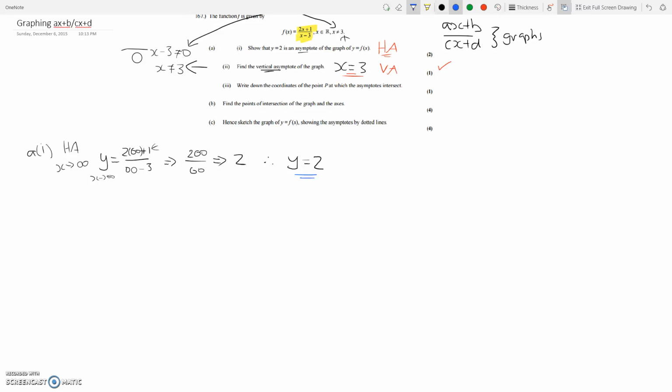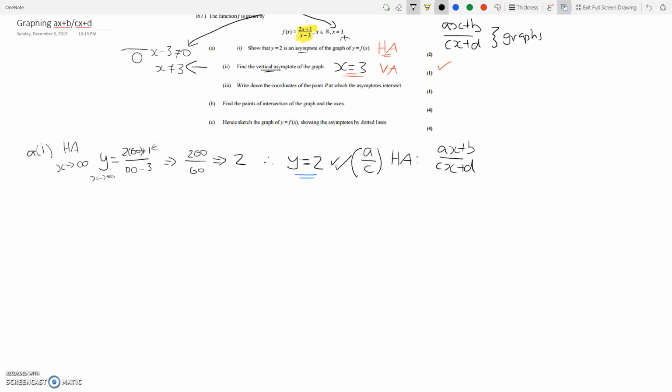An easier way of understanding this is if the format is ax plus b over cx plus d, then the horizontal asymptote will be the ratio of the leading coefficients, a divided by c. That will be the horizontal asymptote if the format is ax plus b over cx plus d. So we have shown y equals 2 is an asymptote by plugging in infinity. Therefore it will head towards y equals 2.